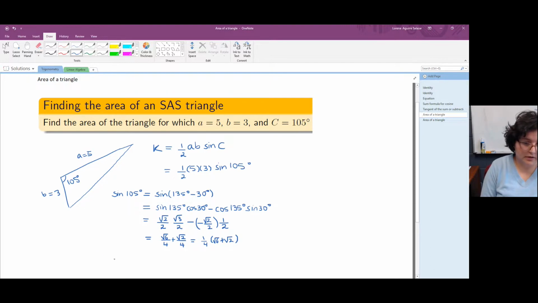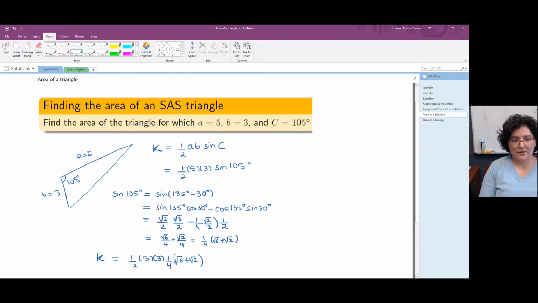So as a result, the area of the triangle is given by 1/2 of 5 times 3 times, and here we have 1/4 times root of 6 plus root of 2, and that's the exact value of the area of that triangle. If you're taking a course with me, this is enough. There's no need for you to go any further. Or if you want to use a calculator, you can round this number to the nearest cent or the nearest tenth and so on.